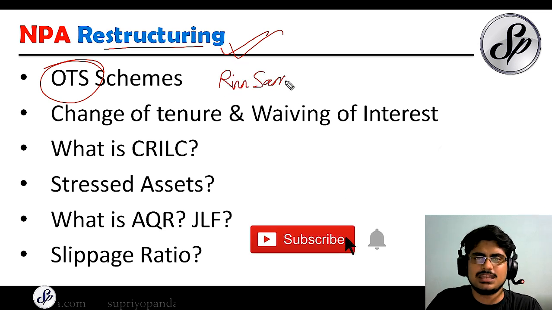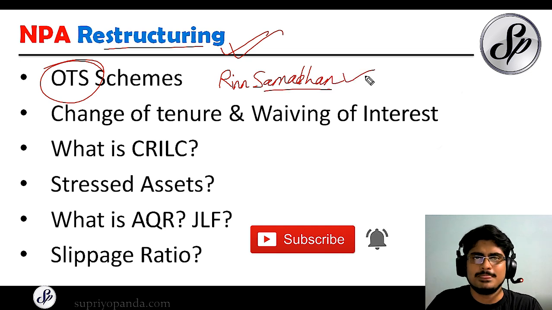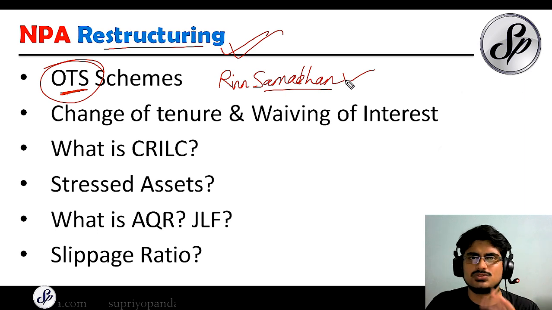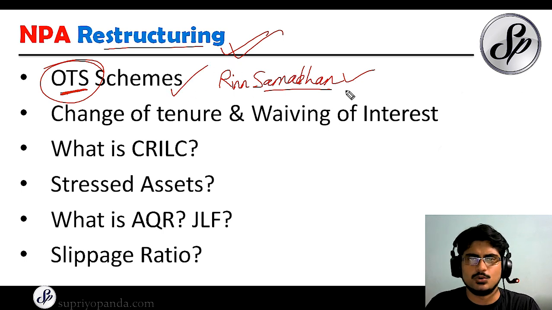So the Rin Samadhan scheme: the borrowers who have been defaulting are given some options. It is called a one-time settlement scheme, or the OTS scheme. There they can say that we are going to reduce your payment, maybe waive off the interest, or reduce the tenure of the loan, and they will be given some incentives: you give the cash to us now and we are going to forgive your loan.